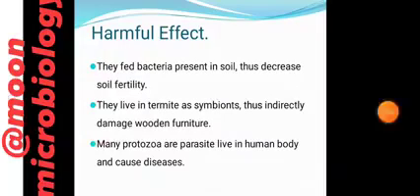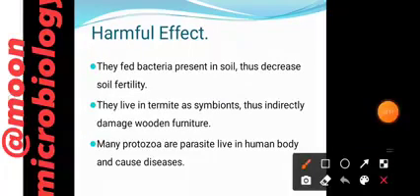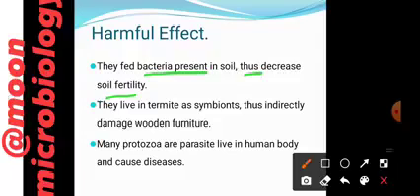Now we will see the harmful effects of protozoa. They feed on bacteria present in the soil, thus decreasing soil fertility. As we know, many bacteria are good and many are also harmful. Some microorganisms feed on those bacteria and decrease the soil fertility. They live in termites as symbionts. The termites degrade the wood, so as symbionts they live with the termite and indirectly damage wooden furniture.